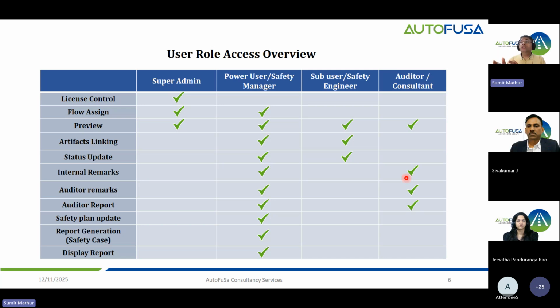Then this will be handed over to the power users, where the safety managers could be the power users, or the project manager could be the power users, where they will have a lot of control. They can assign specific flows, specific requirements, specific responsibilities to their team members. So all the team members will come under the sub-user or safety engineer, what we are calling. So there can be sub-users who are author, there can be sub-users who are reviewers, and all of these activities can be controlled and monitored through this tool.